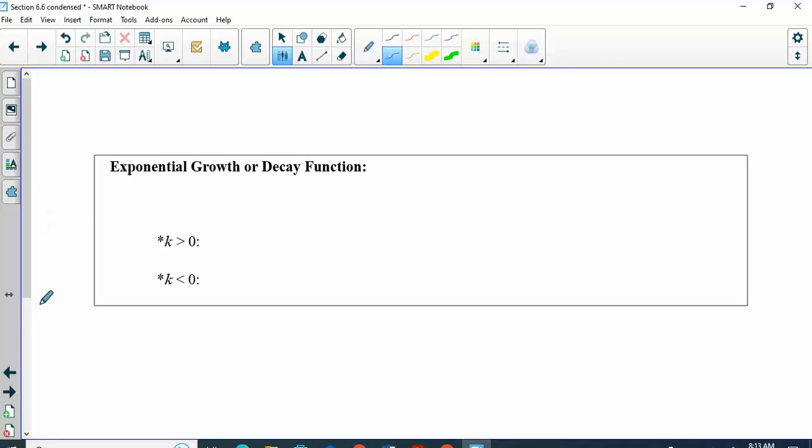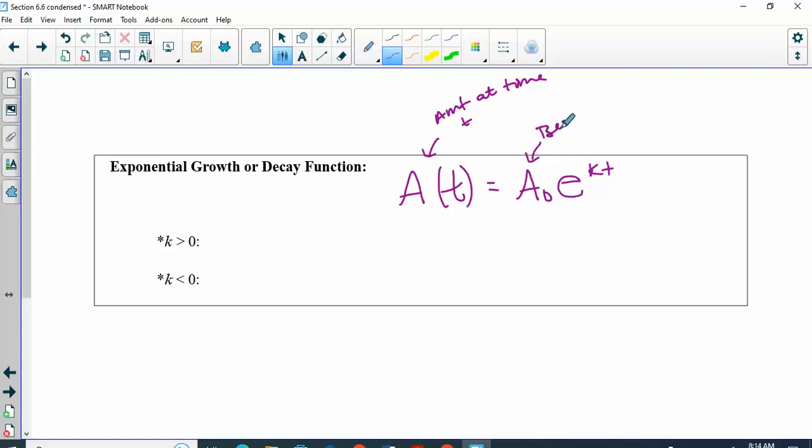Another thing that we encounter with this, exponential growth and decay. Alright, the formula for exponential growth and decay. A of t, the amount you have at a given point in time, is equal to a sub 0, that's your beginning amount, e to the kt power. So this is our formula. A of t, so that's the amount at time t, equals a sub 0, so that's beginning amount.